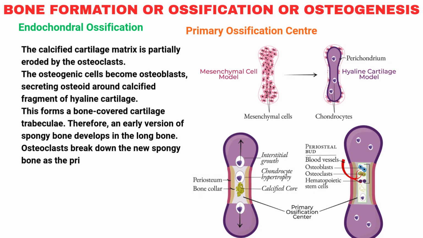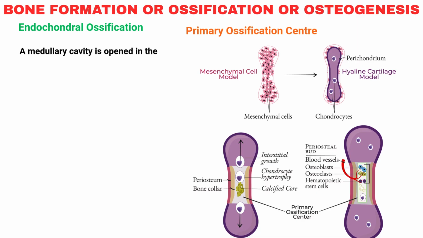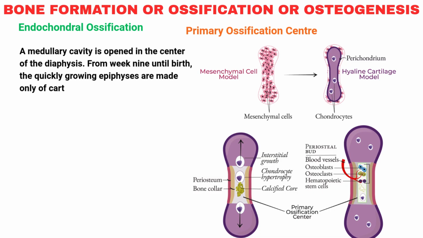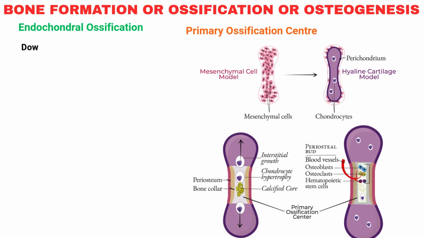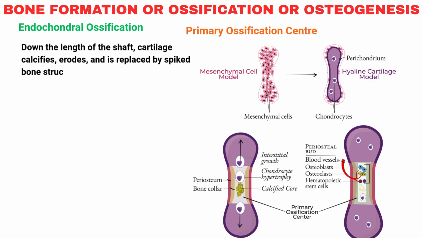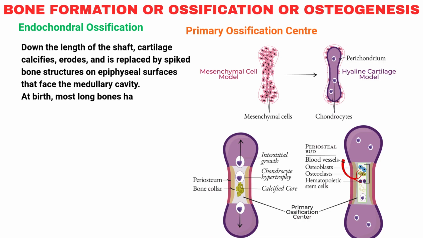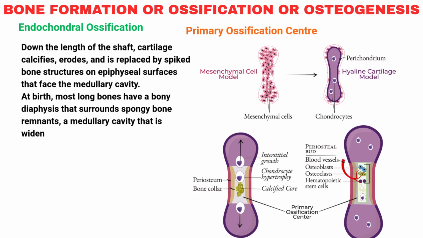Osteoclasts break down the new spongy bone as the primary ossification center enlarges. A medullary cavity is opened in the center of the diaphysis. From week 9 until birth, the quickly growing epiphyses are made only of cartilage. The hyaline cartilage models continue lengthening via the division of viable cartilage cells at the epiphysis. Down the length of the shaft, cartilage calcifies, erodes, and is replaced by spicules of bone stretching on epiphysis surfaces that face the medullary cavity. At birth, most long bones have a bony diaphysis that surrounds spongy bone remnants, a medullary cavity that is widening, and two epiphyses made of cartilage.